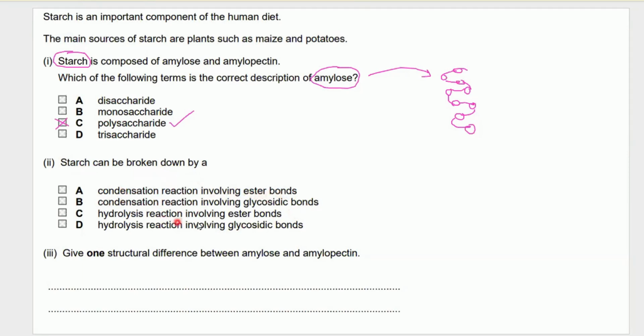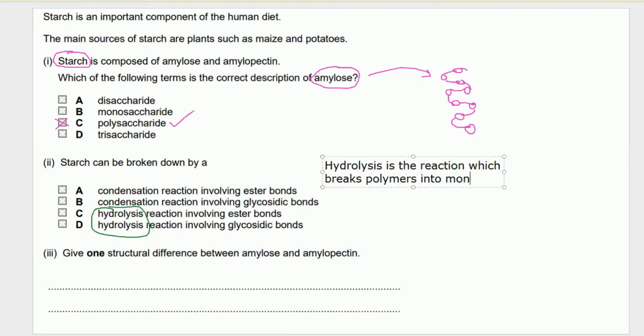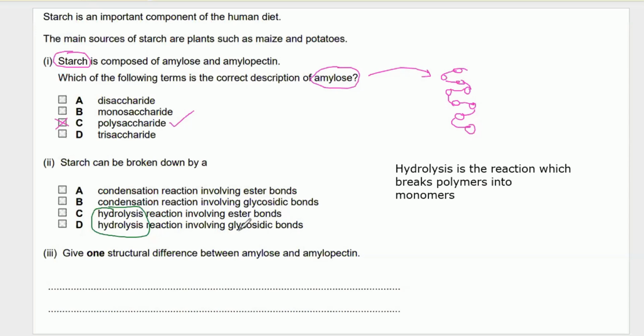Starch can be broken down by a condensation reaction or a hydrolysis reaction. So which one is a breaking reaction? Hydrolysis. The word lysis, L-Y-S-I-S, means breaking. So hydrolysis is the reaction for breaking a polymer into monomers. So breaking a big molecule into small molecules. Doesn't matter whether we're dealing with proteins, fats, carbohydrates, or DNA, it's the same breaking reaction in biology.